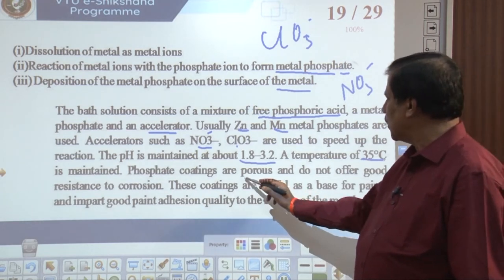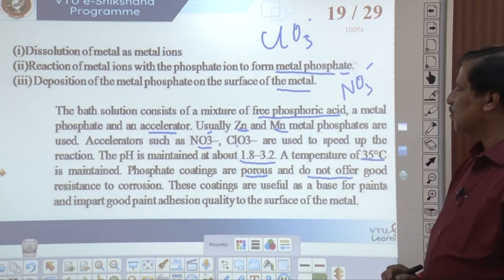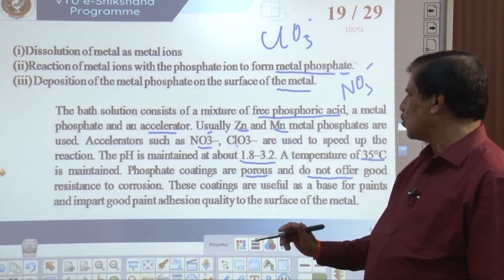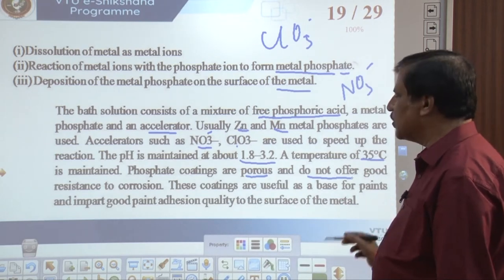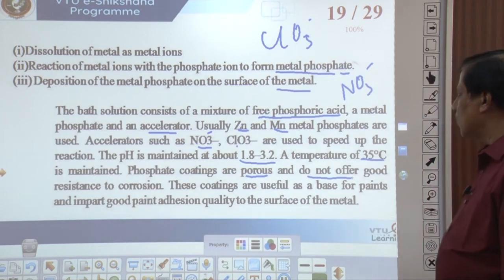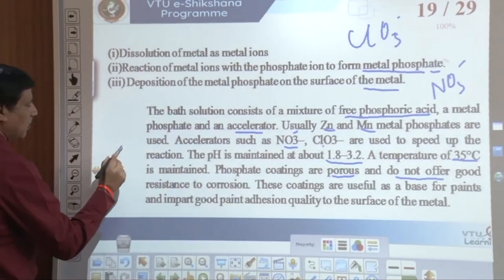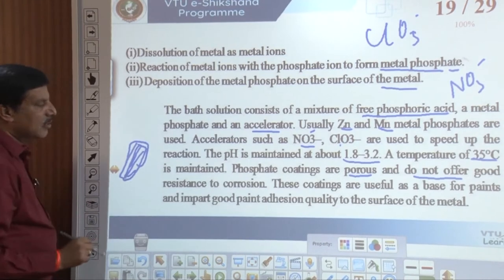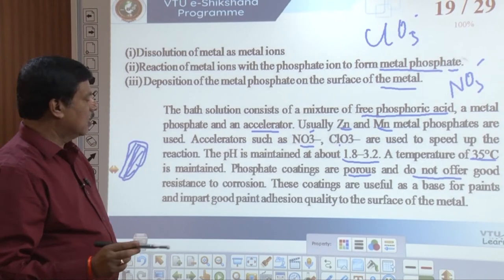Phosphate coatings are porous and do not offer good resistance to corrosion. Because of the porosity, the coatings are useful as a base for paints and impart good paint adhesion quality to the surface of the metal. That means whatever the object is, the paint should adhere to the base metal and not come off.